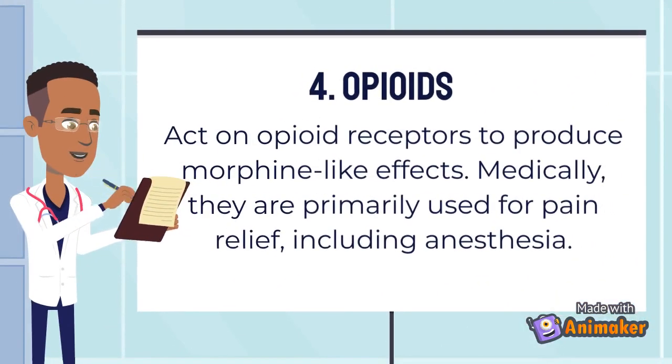Another drug classification is the opioids, which act on opioid receptors to produce morphine-like effects. Medically, they are primarily used for pain relief, including anesthesia. Notable examples of these drugs are morphine, meperidine, and butorphanol. However, administration of opioids can cause hypoventilation, vagotonic or decreased heart rate, central nervous system arousal in horses, unwanted vomiting, and decreased intestinal propulsive and ruminal activity.